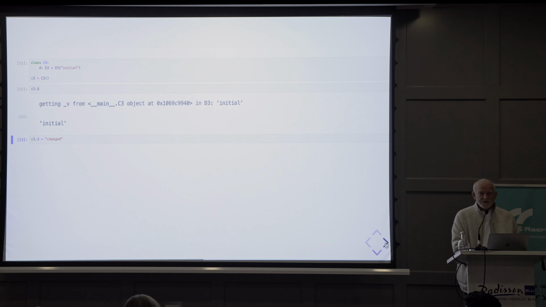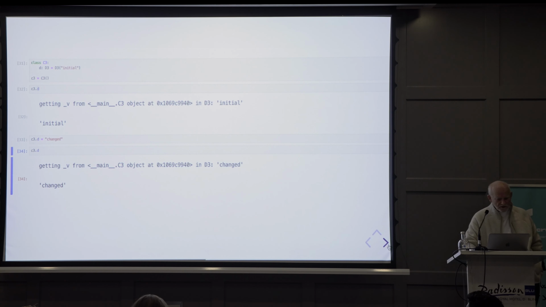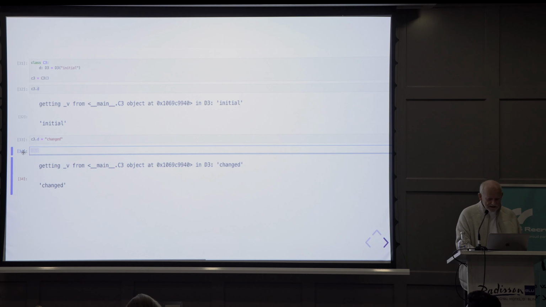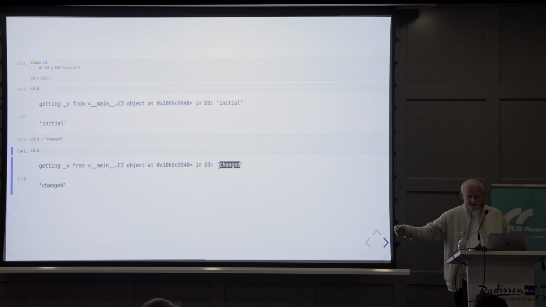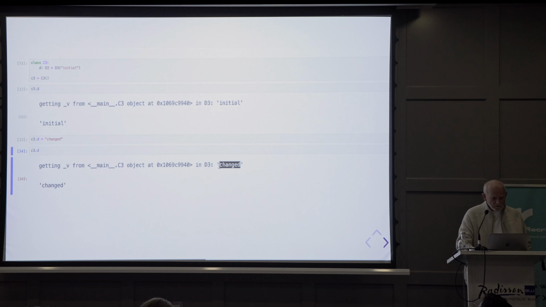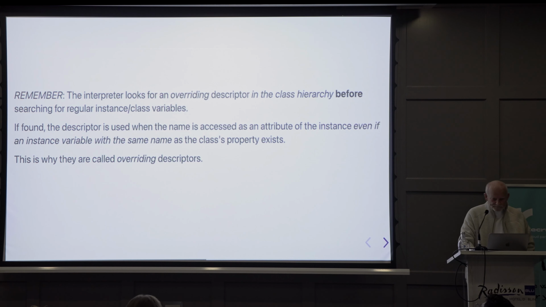So if I now assign to C3's D, this is where things change, because now we do have a dunder set protocol, and because we have a dunder set protocol, it's actually changing the value, and then when we ask for the value, it says, well, the value is now changed. So what's happened there is that the dunder set operation has been called.